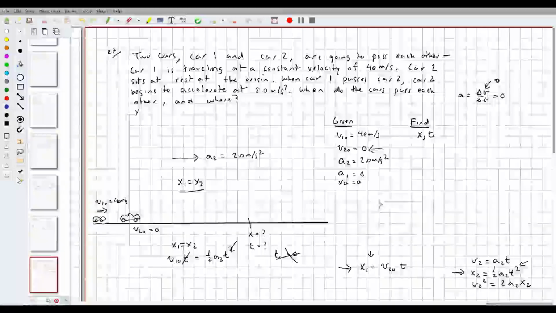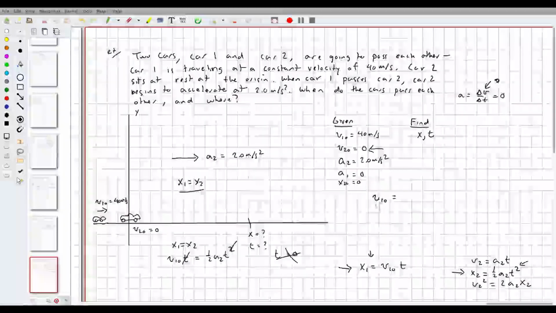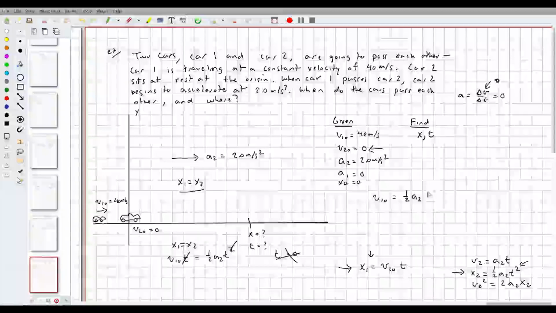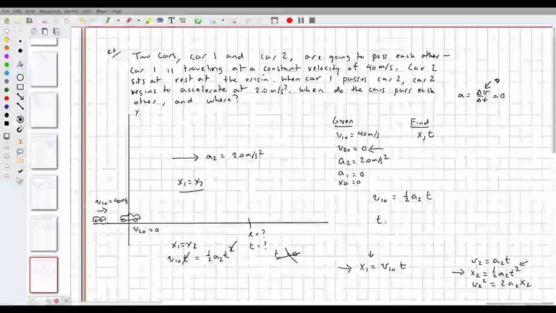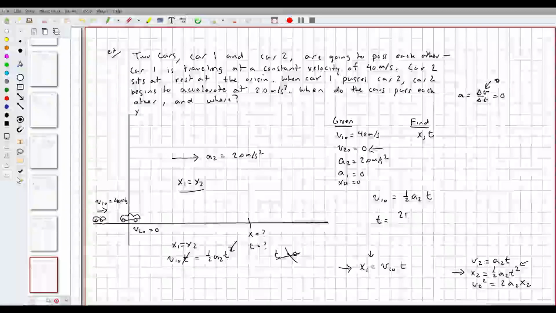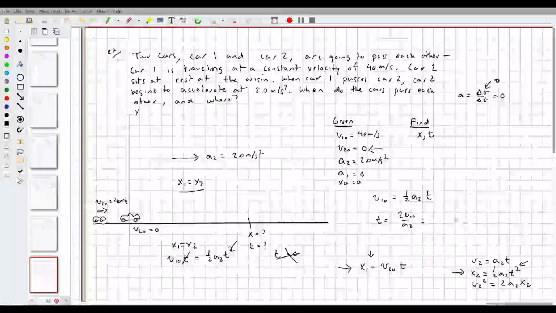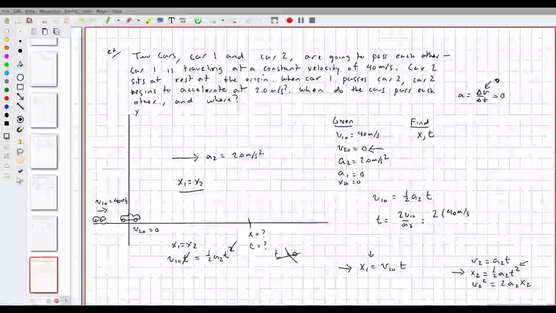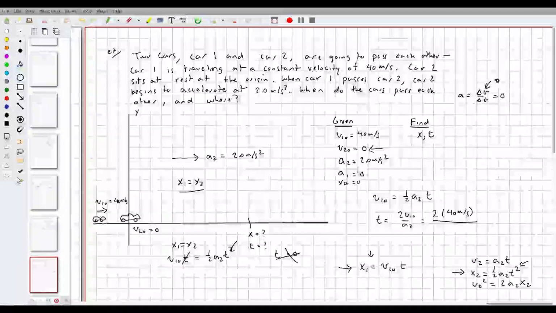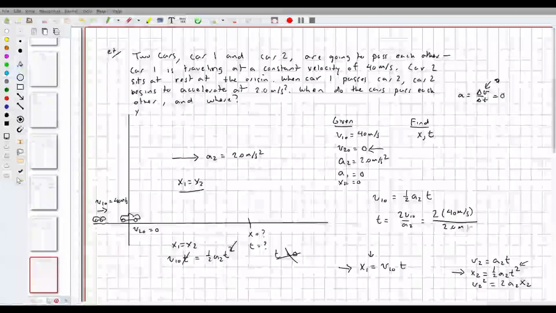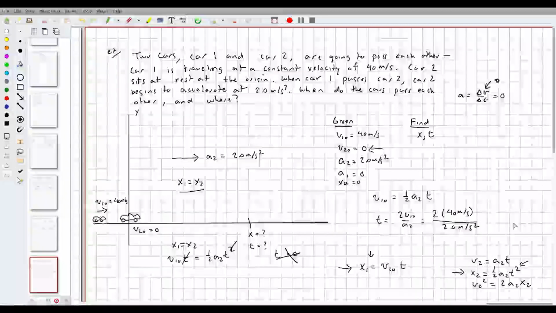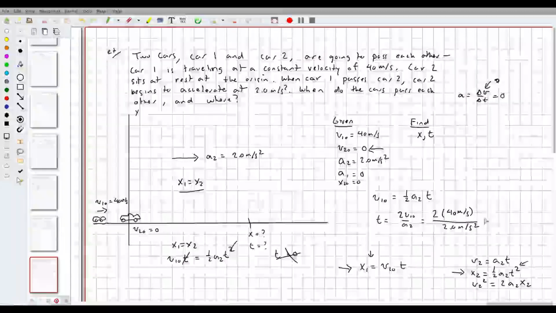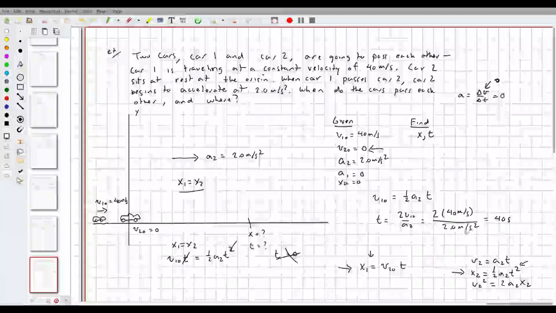We'll go ahead and have the t's cancel out. I get that v1 naught is equal to 1/2 a2 times t. So, if I solve for t here, I get 2 v1 naught over a2, which is 2 times 40 meters per second divided by 2.0 meters per second squared. Now, if you do the math here, 2 is going to cancel out this 2, which means that this is going to occur at 40 seconds into the future.